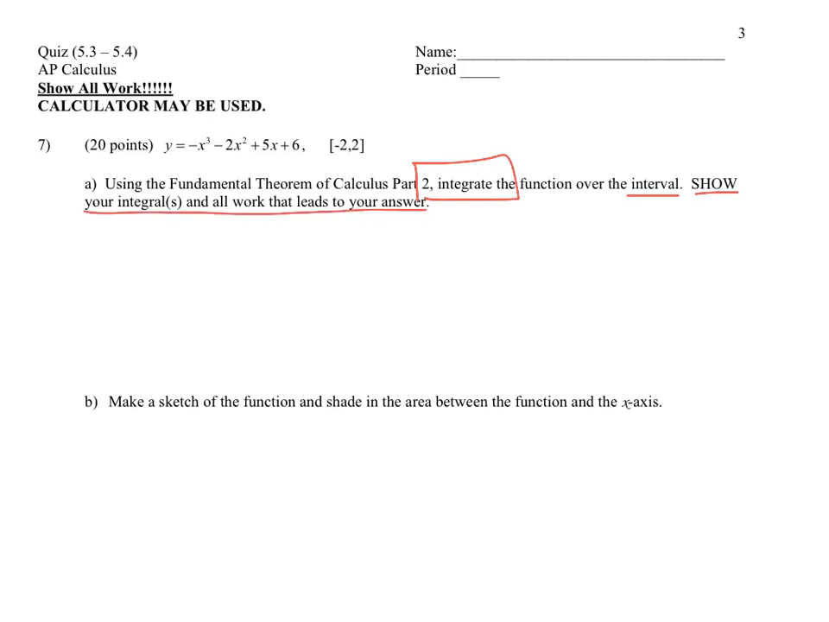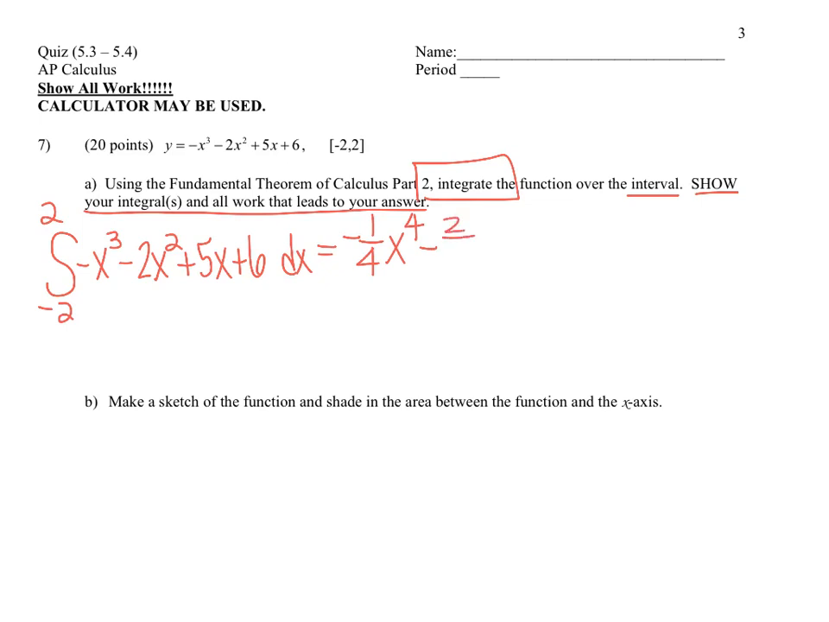So integrate just means to take the integral over the interval. So I'm showing this. I'm setting up my integral. Don't forget dx at the end. Notation, I did not take points off, but I will. Then how do we evaluate an integral? We take the antiderivative. So you're showing me this. -1/4 x to the 4th minus 2/3 x cubed plus 5/2 x squared plus 6x from -2 to 2.